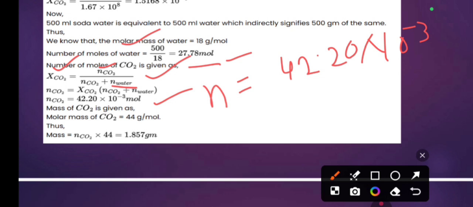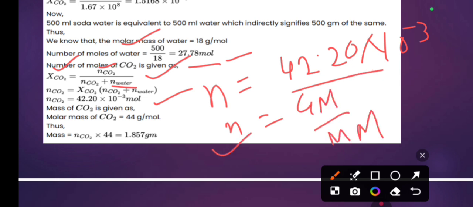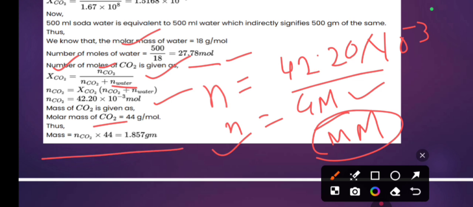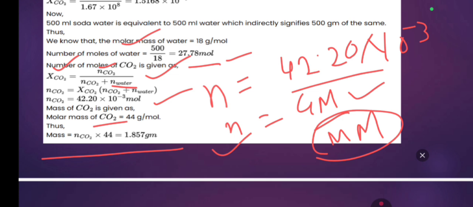Now you have asked for the given mass, so moles is equal to given mass by molar mass. Moles you have solved here. The molar mass of the solute you know, that is 44. The molar mass of carbon dioxide is 44. Then the given mass you can solve. So this is the final answer, 1.857 gram.